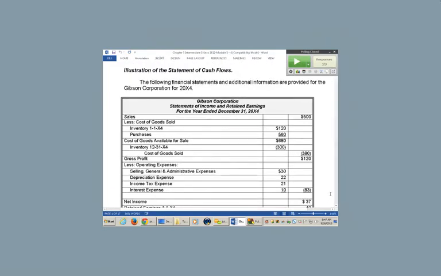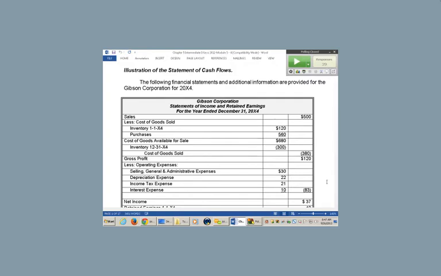Let's take a look at our sample company. We have Gibson Corporation that has sales of 500, cost of goods sold calculated by beginning inventory of 120, purchases of 560, goods available for sale of 680, minus ending inventory, so the COGS is 380, gross profit 120, and then we have our operating expenses: selling, general and administrative of 30, depreciation of 22, tax expense of 21, and interest expense of 10.